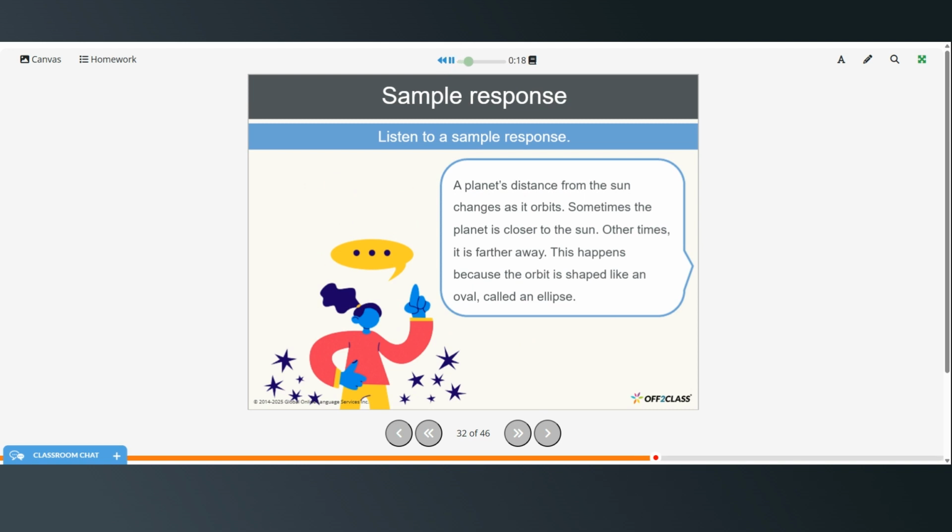A planet's distance from the sun changes as it orbits. Sometimes the planet is closer to the sun. Other times, it is farther away. This happens because the orbit is shaped like an oval, called an ellipse.